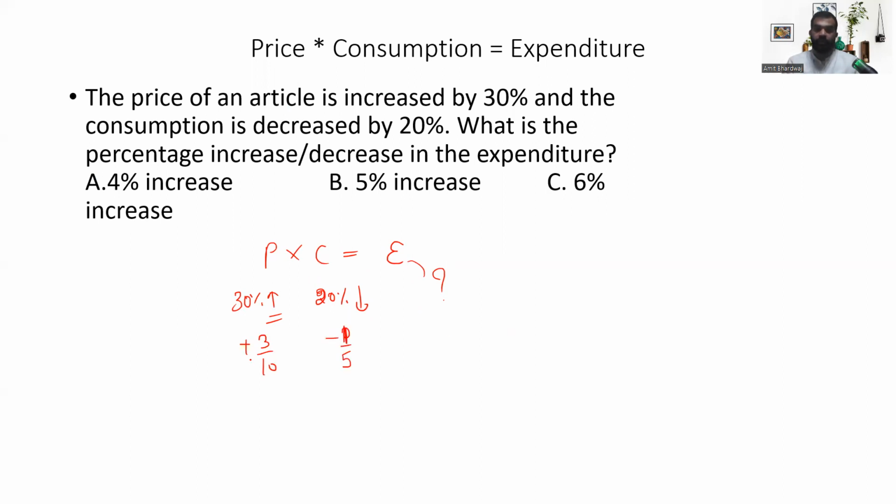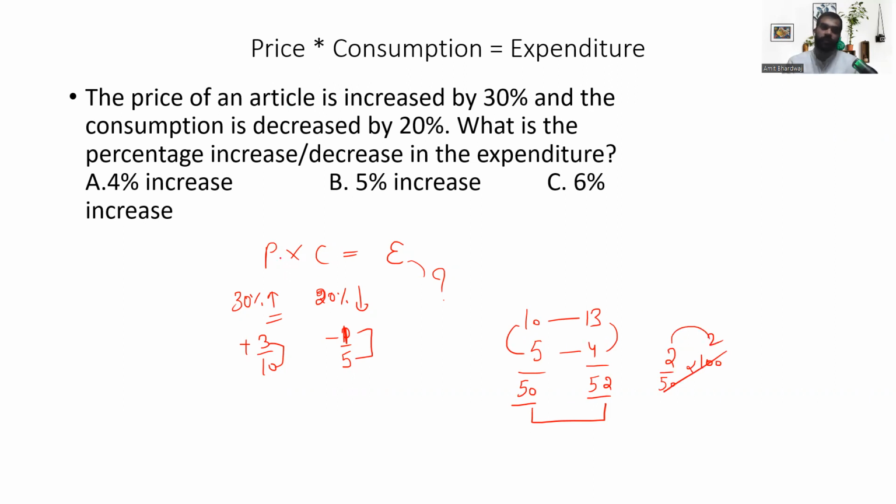Right? So we can say price is going from 10 to 13. Okay, and consumption is going from 5 to 4. So if you multiply, this is the initial expenditure, this is the final expenditure. You will compare initial and final, 2 by 50 into 100. We can say that there is a 4% increase. Quite clear to us. So option number A is the right answer. 4% increase in the expenditure. I hope this is quite clear to everybody, right? Let's move toward the next part of the class.